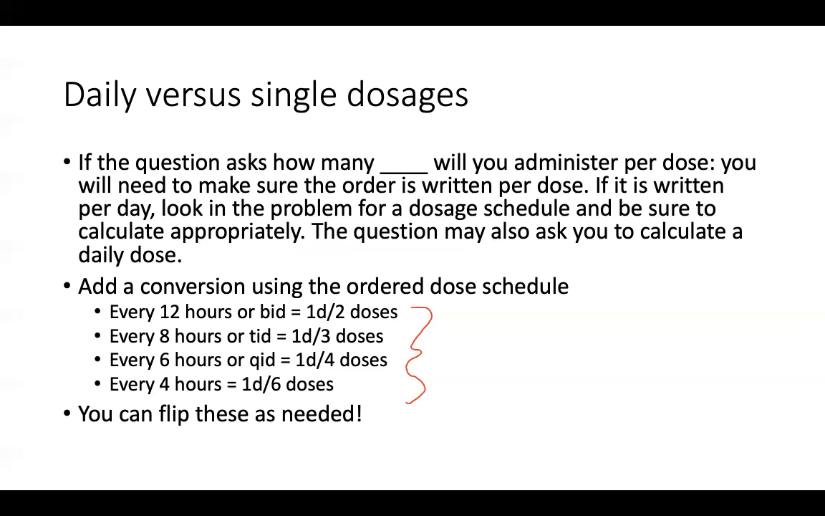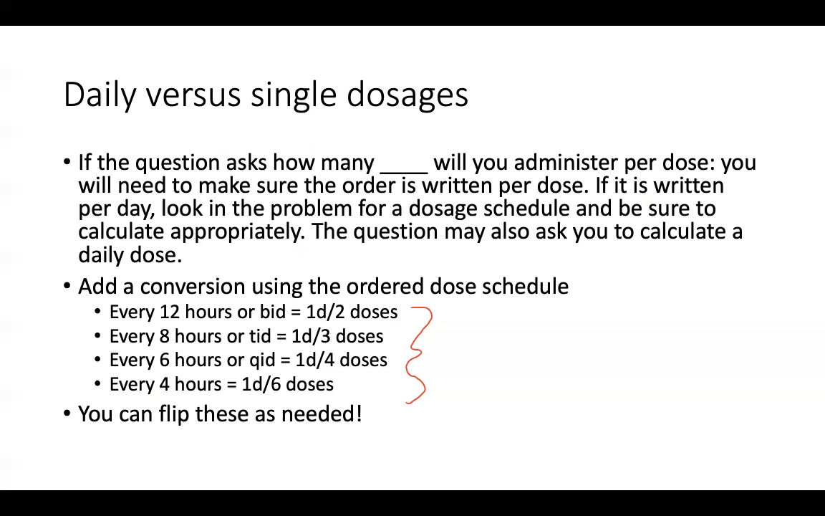Okay, if the ordered dosing schedule is every 8 hours or TID, you can use the conversion 1 day over 3 doses, because in one 24-hour period, this patient is going to receive 3 doses of medication. Every 6 hours or QID is 1 day over 4 doses. That means in 1 day, or 24-hour period, the patient is going to receive 4 doses of medication. And then every 4 hours is 1 day over 6 doses.